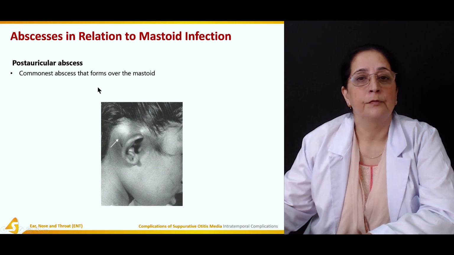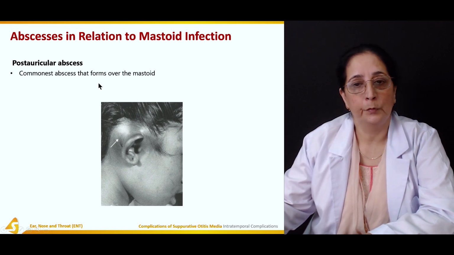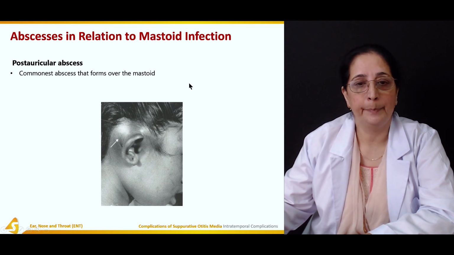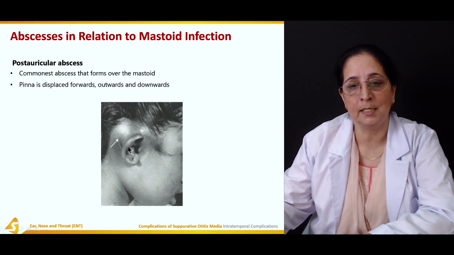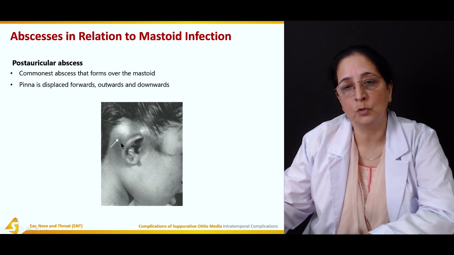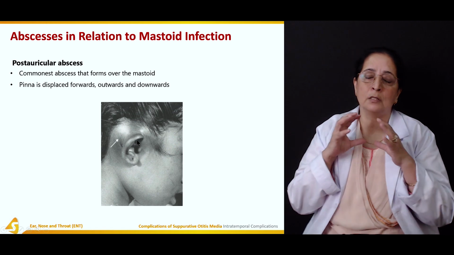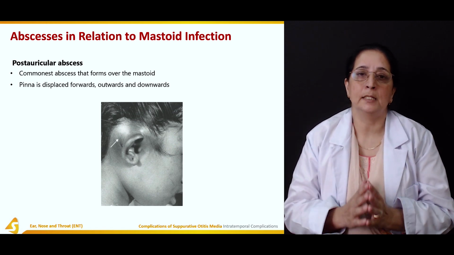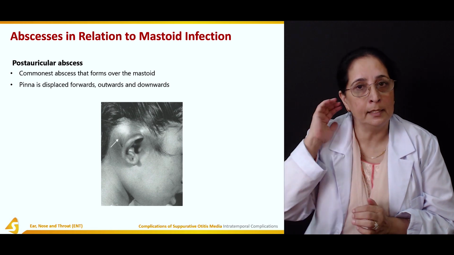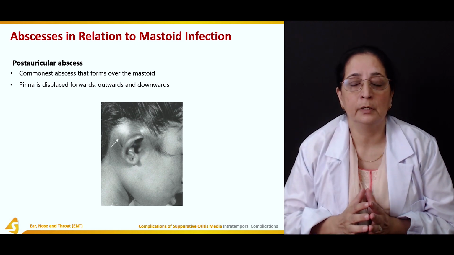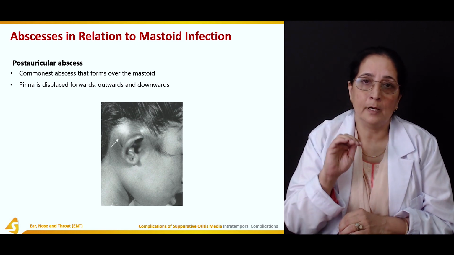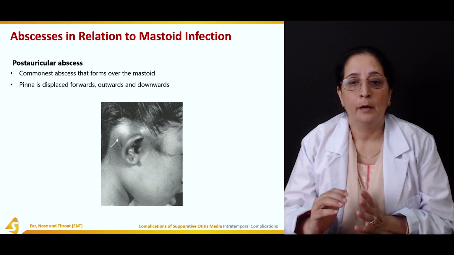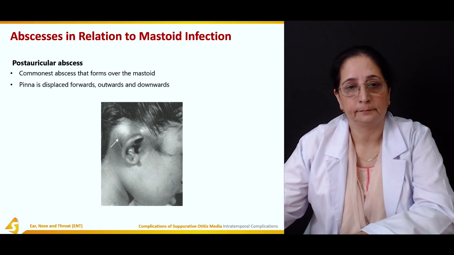The commonest abscess that forms over the mastoid is the post-auricular abscess. The pinna is displaced forward, outward, and downwards. You can see the pinna is displaced forward, outward, and downward. This is because of the collection of abscess behind the ear, the post-auricular abscess, and this can put pressure on the pinna, and then the pinna is displaced forward, outward, and downwards.